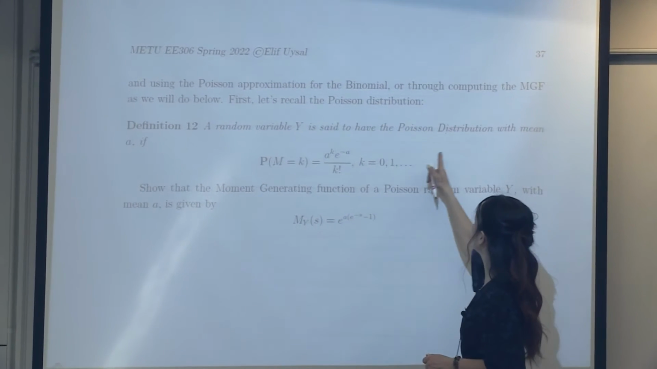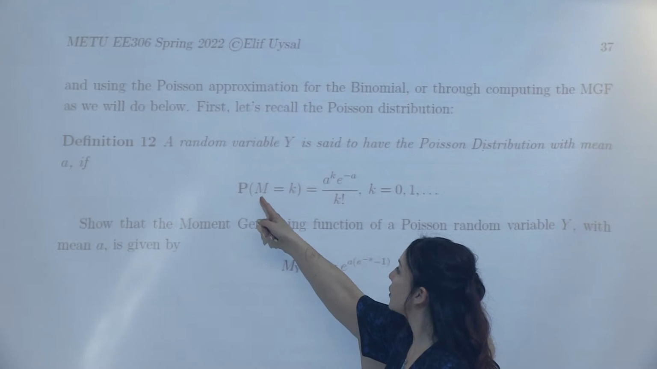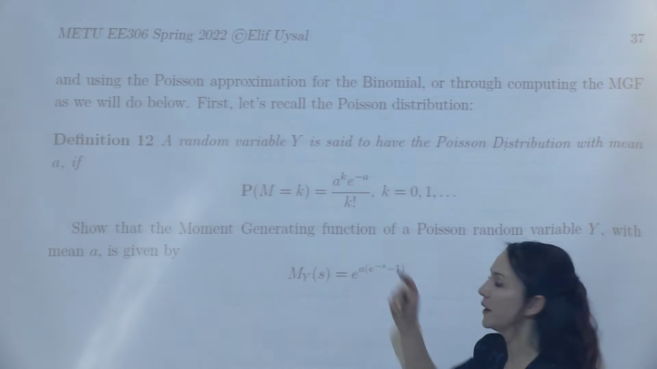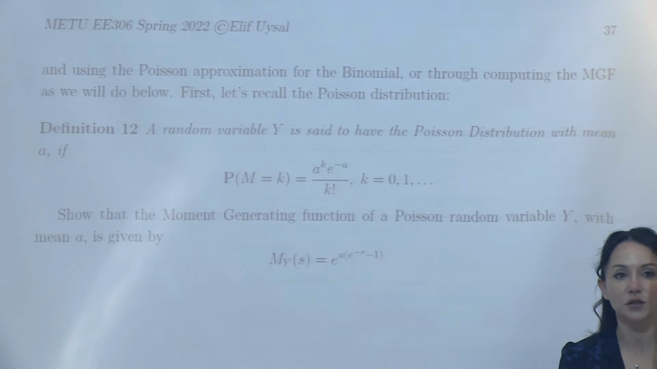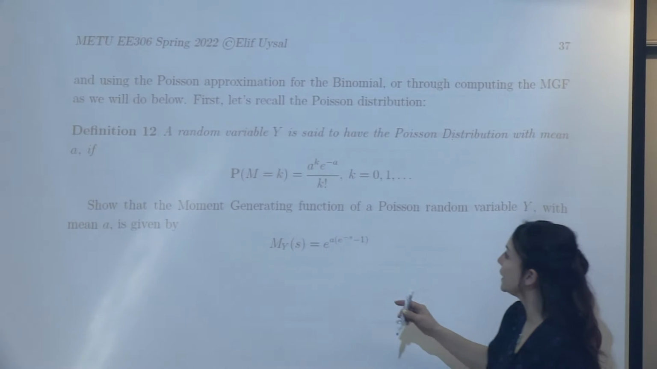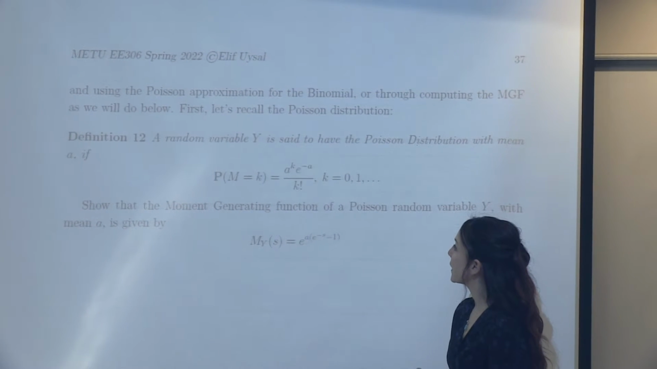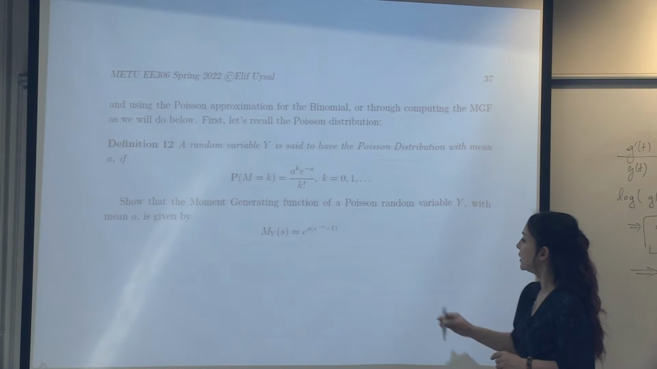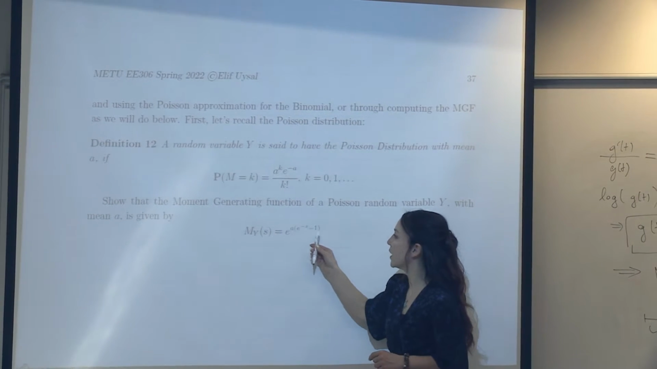A random variable Y is said to have the Poisson distribution with mean a if the probability that Y takes on the value k is given by a to the k e to the minus a over k factorial, for values of k equal to 0, 1, 2, etc. So it's a non-negative integer valued random variable. The mean a appears here and here, if you notice. The moment generating function for this distribution is given by M_Y of s equals e to the a times (e to the negative s minus 1).